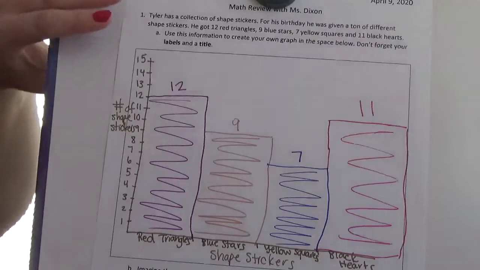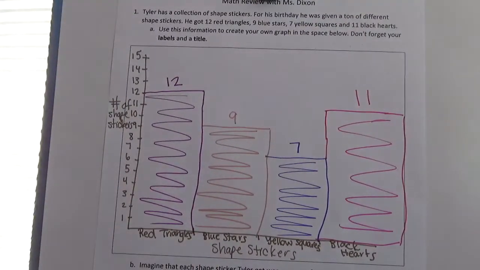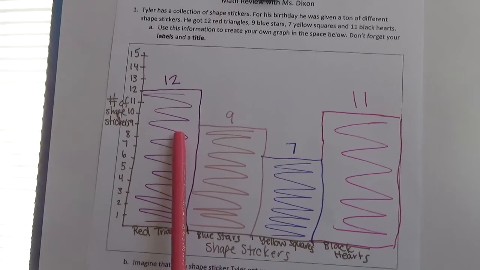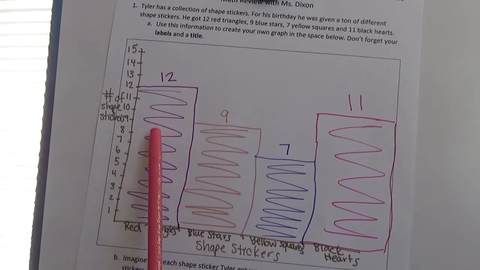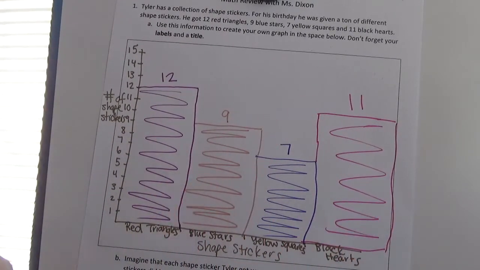So as you can take a look at my bar graph, the bars, they're not perfect, but it definitely shows that I have the most red triangles, 12, then black hearts, then 9 blue stars, and 7 yellow squares. The one thing that we still have to do is write a title for this graph.